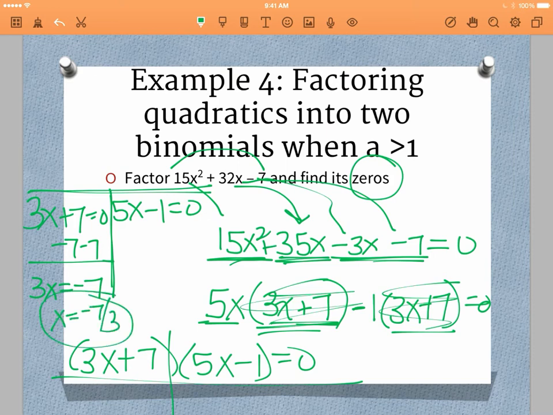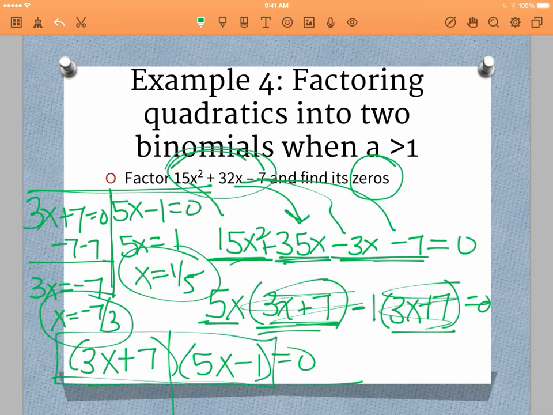That's one root. Add 1 to both sides. So we get x is equal to 1/5. And that's your second root, or your second 0. So those are your two answers. Again, you could have solved this by guess and check to get to the two binomials, whatever works for you. But this is one technique.